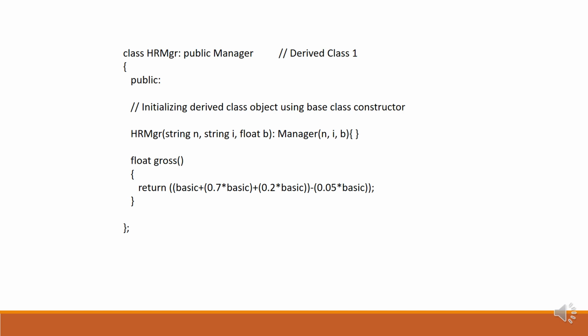Apart from the constructor, we have a member function for computing the gross salary, which is going to compute as basic plus all the allowances minus deductions. So here we have 70% of basic as dearness allowance, 20% of basic as HRA, and 5% of basic for deductions. Accordingly, the gross salary is computed and returned by the gross member function.